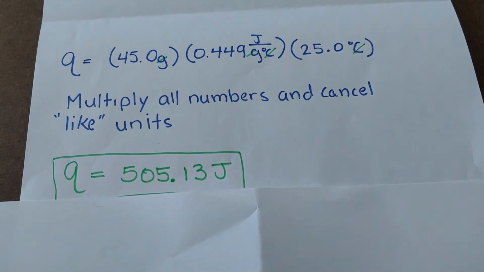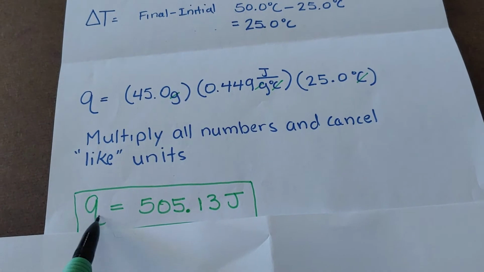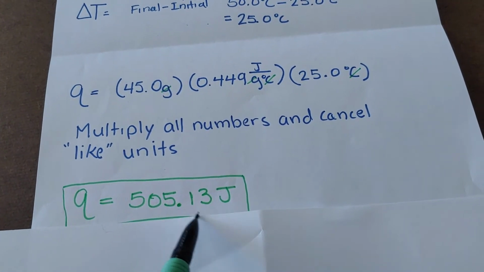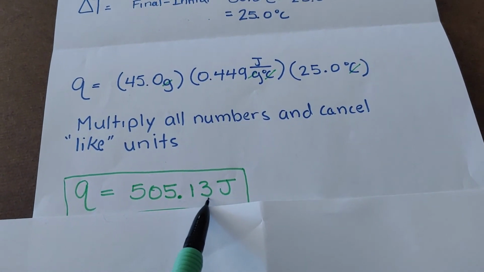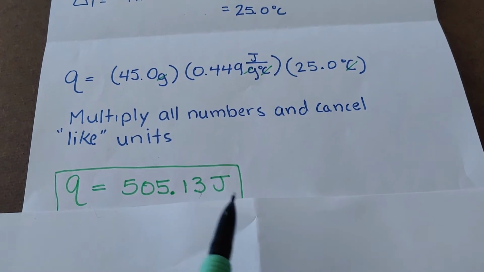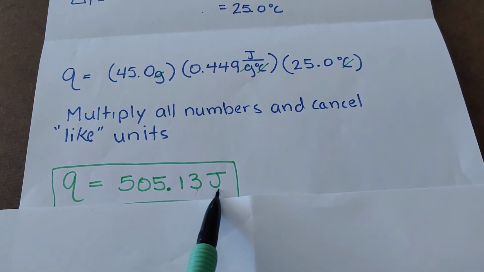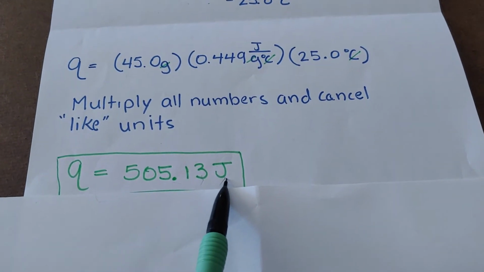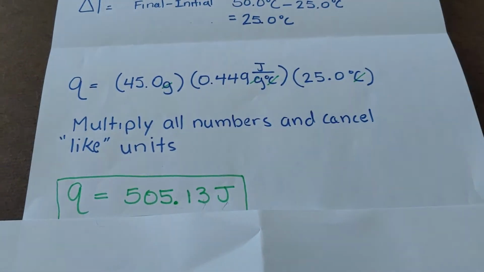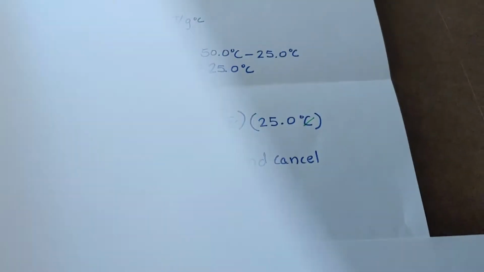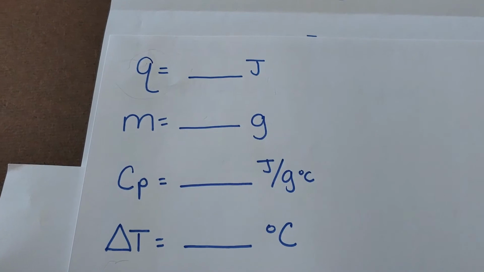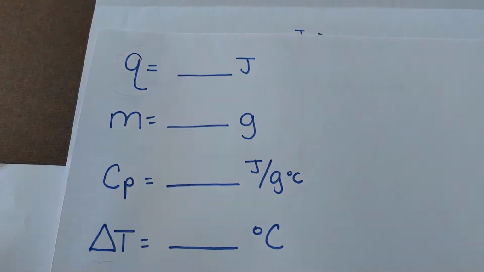Okay, once we do that, we find out that Q is equal to 505.13. And I went ahead and rounded to the nearest hundredth. And then the unit that I'm using for Q is joules. Not only do I know that it's joules because that's part of my notes, and that's something that we just discussed, that if it's heat energy, it's going to be expressed in joules.